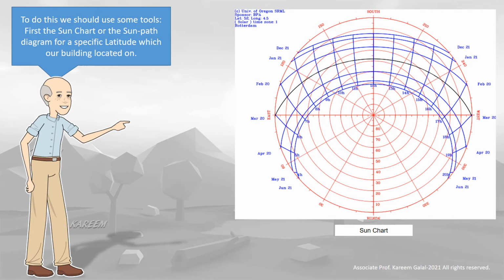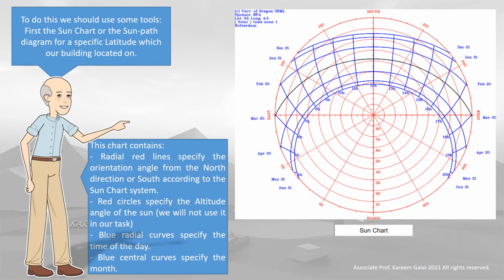First, the sun chart or the sun path diagram for a specific latitude on which our building is located. This chart contains radial red lines that specify the orientation angle from the north direction, or south according to the sun chart system. Red circles specify the altitude angle of the sun. We will not use it in our task. Blue radial curves specify the time of the day. Blue central curves specify the month.